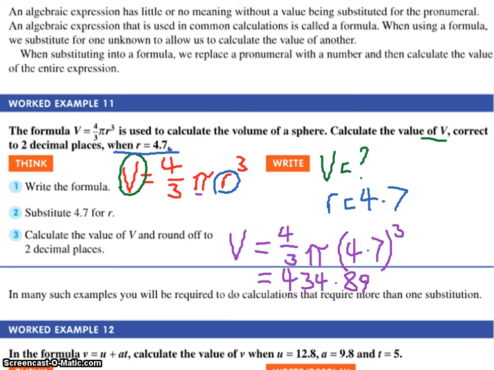Okay? The only difficult bit there, well, there was none. Okay? So that's all there is to that one. All right.